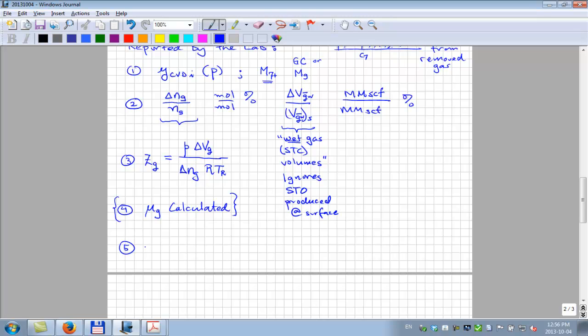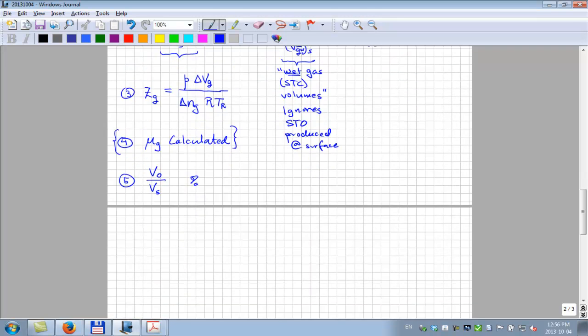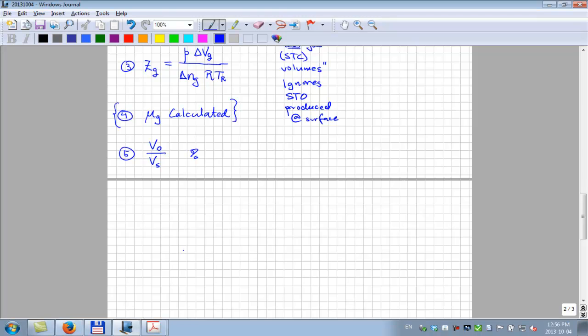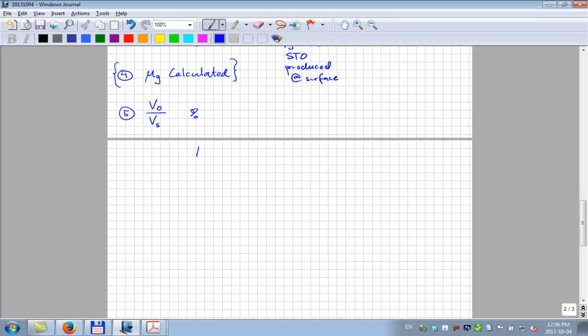And then what they'll always report on the oil is the oil volume divided by that saturated volume. Okay? So that's always reported as a percentage. And that's called the liquid dropout curve.